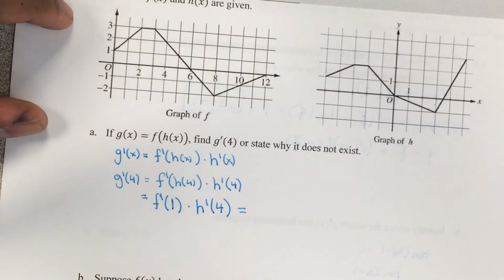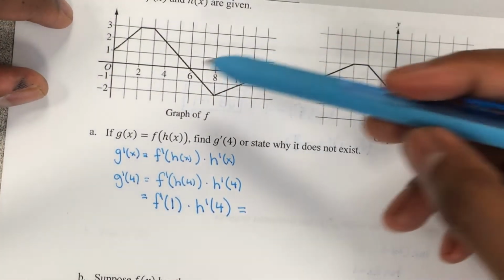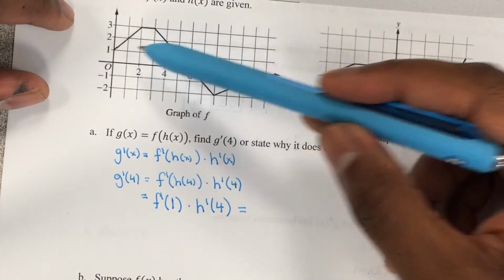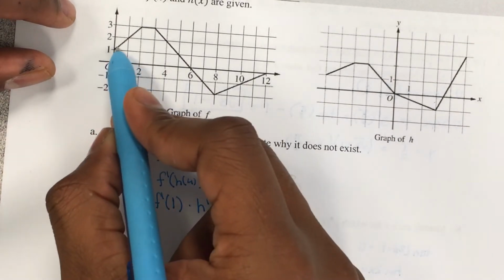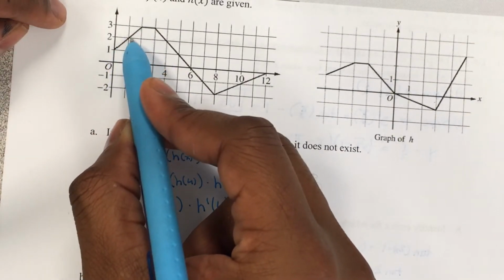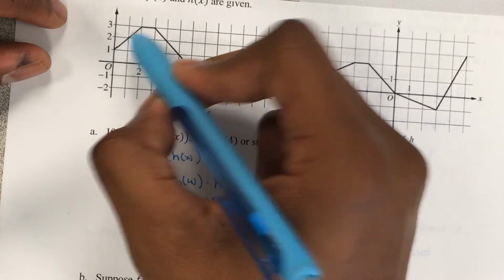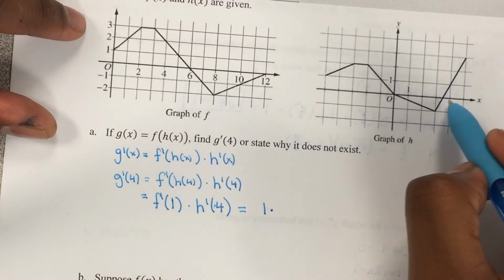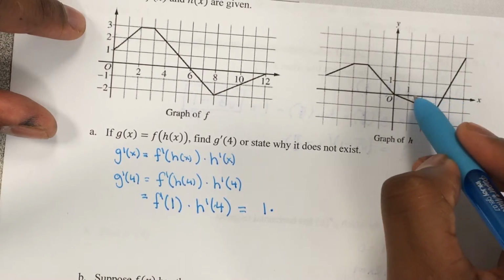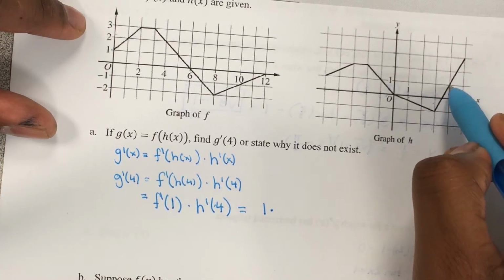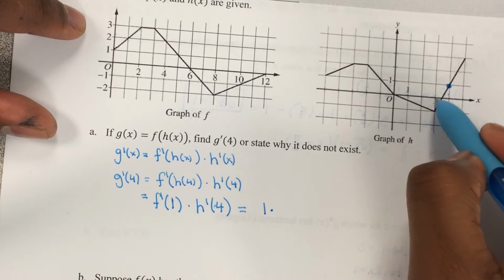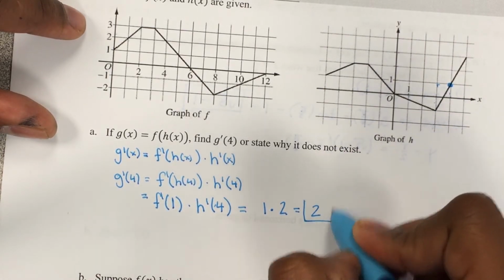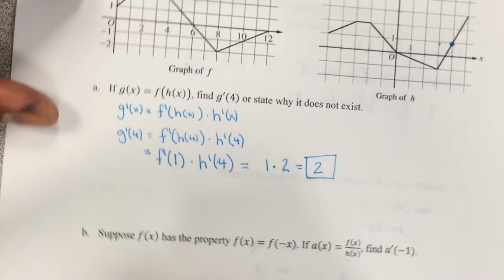So if you have a graph that contains a lot of line segments, then the slope at a particular point is the slope of the line segment. So f prime of 1 is the slope of this line segment when x is 1, which is up 1 over 1. So that slope is 1 times h prime of 4 when x is 4, 1, 2, 3, 4. So right here, the slope of this line segment is up 2 over 1. So just times 2. So the derivative is 2.